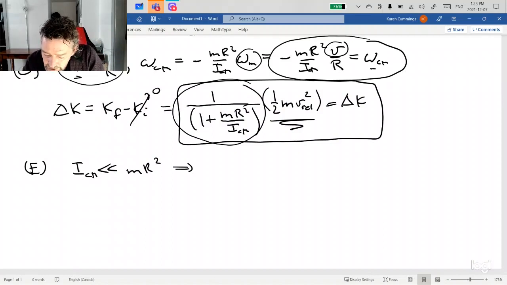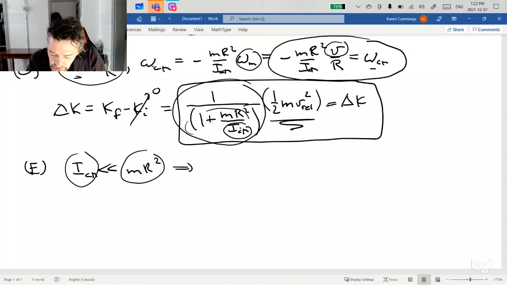If we look at this expression, if we let I_CM become really small compared to mr squared, this is really small. So 1 over small is large. So we have large in the denominator, 1 over large is small. And so this delta kinetic energy goes to 0. And it agrees with our intuition, with our common sense, right? That's how you check your answers.